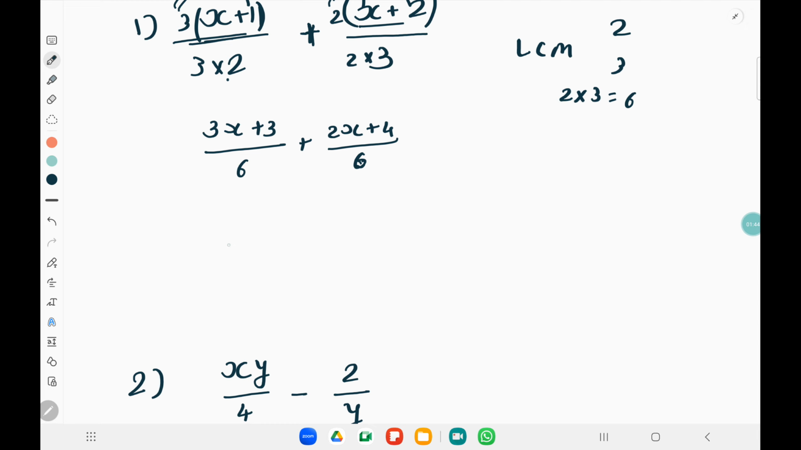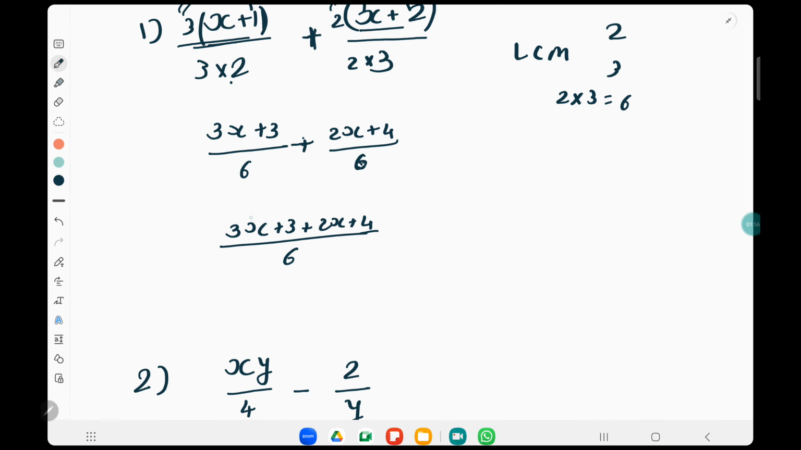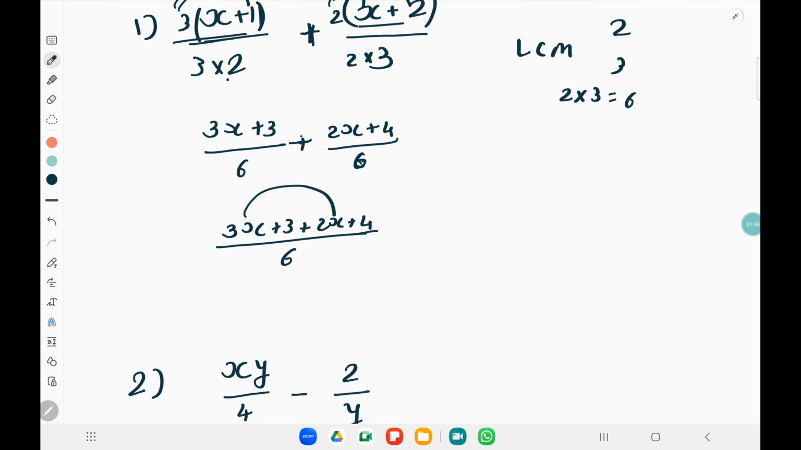So what are we going to do? We write the denominator 6, and this one we write over the one fraction line: 3x plus 3 plus 2x plus 4. And now we collect like terms. So 2x and 3x are like terms. So 3 plus 2, 5x, and 3 plus 4, 7, over 6. And that's our answer. So I hope you understand here.